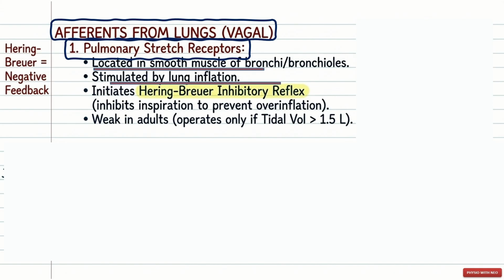Whenever lung inflation increases, it initiates the Hering-Breuer reflex, which inhibits inspiration to prevent overinflation of the lungs. Remember, this reflex is weak in adults. That is, it operates only if the tidal volume is more than 1.5 liters.